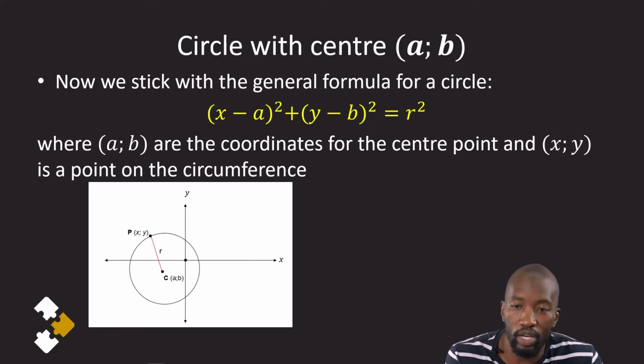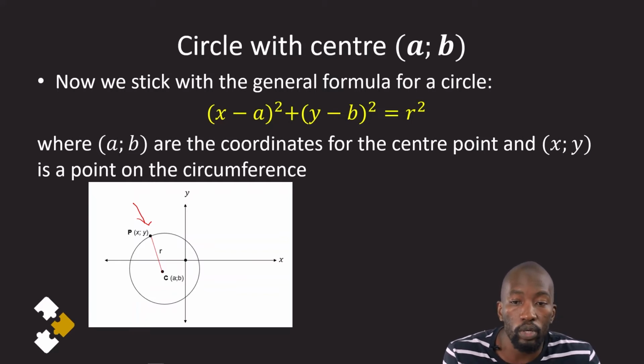Now a circle with a certain center, no longer 0 and 0. We have to stick to the equation that we know, (x minus a) squared plus (y minus b) squared is equal to r squared, where a, b are the coordinates for the center point. (x, y) is a point on the circumference, so it's this here. We can take a closer look. We just have that certain point there, and the center is no longer at the origin, but it has some coordinates.